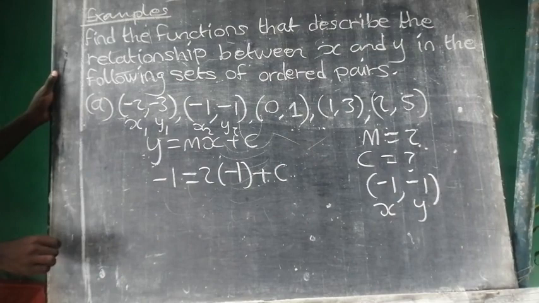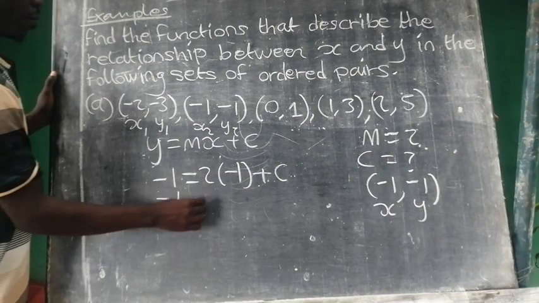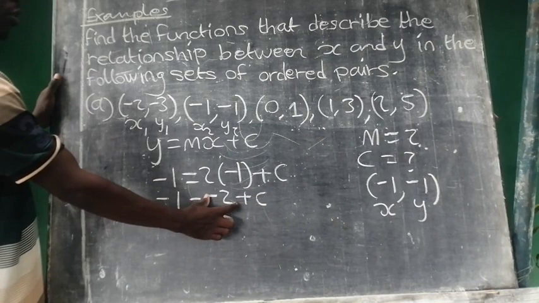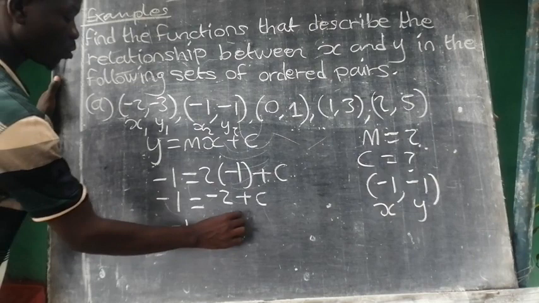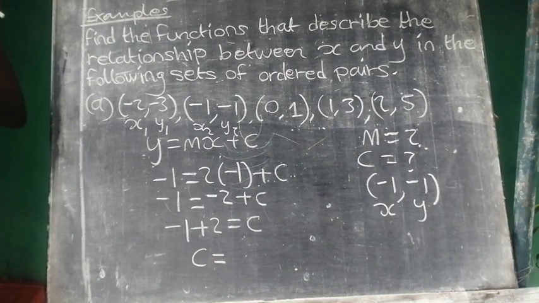Now negative 1 equal to 2 times negative 1, which is negative 2, plus c. Now this negative 2 crosses the equal sign, so we shall have negative 1 plus 2 equal to c. Clear? Now, what is negative 1 plus 2? Positive 1.